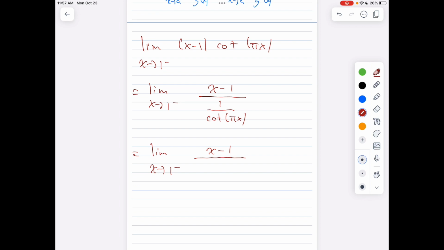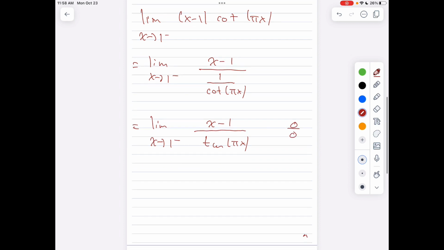1 over cotangent is like saying tangent of pi x, and I write it this way just because I think it's an easier expression to work with when we take a derivative. And as x approaches 1, you'll get 0 over 0. Okay, and now I could use L'Hopital's rule. So that was the whole point for me to do that. When I rewrite it as a fraction, I get it down to a point where I can use L'Hopital's.